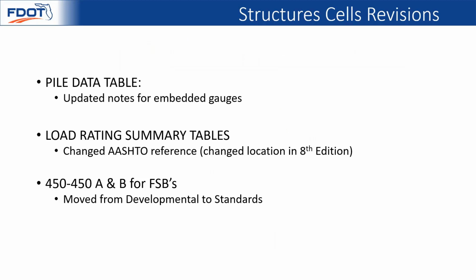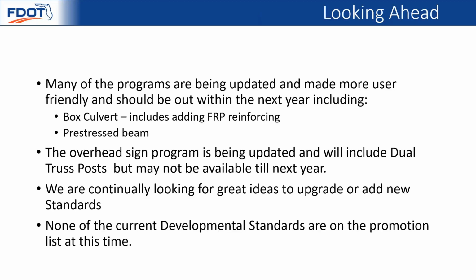As noted previously, we added a note for the embedded gauges to the pile data table, so that one's been updated. We also made a very small but significant change to the reference to the AASHTO in the load rating tables. When they went to the 8th edition, they just changed the numbering, so we updated our numbering as well. And of course, the FSBs, 2 cells. So we've moved those from the developmental to the standards as well.